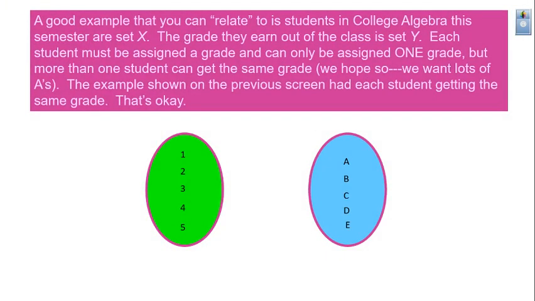A good example to which you can relate is that you can link students in a college algebra class in a semester. Those students are the domain values, and their grades are the y values. Each student must be assigned a grade and can only be assigned one grade, but more than one student can get the same letter grade. For example, let's say student 1 gets an A, student 2 gets an E, student 3 gets a D, student 4 gets a C, and student 5 gets a B.